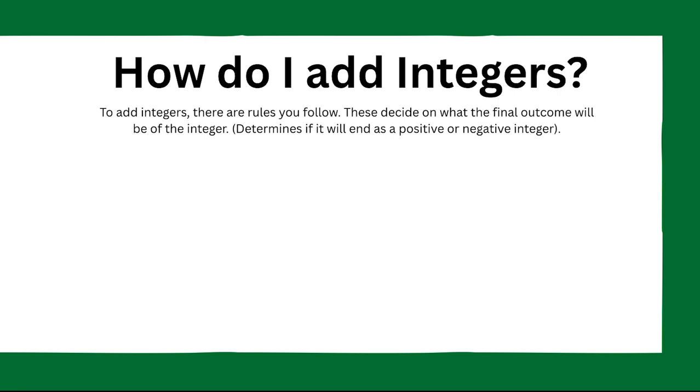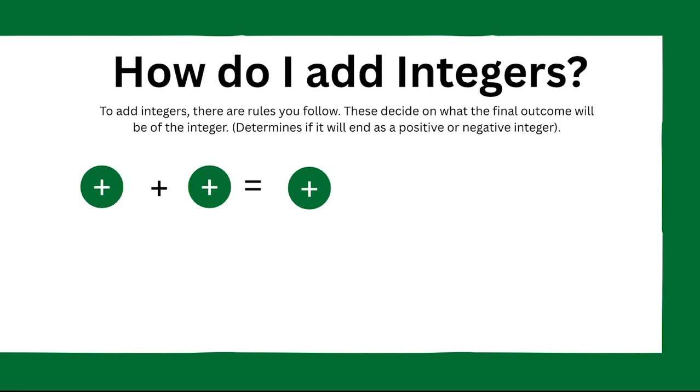So starting off, your first rule would be, if you add two positives together, you're going to end off with a positive. Your second rule is that if you have two negatives, then you're going to end up with a negative in your final answer. Now let's switch it up a bit.